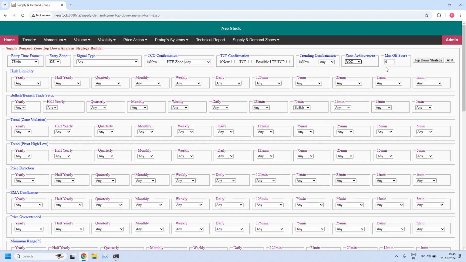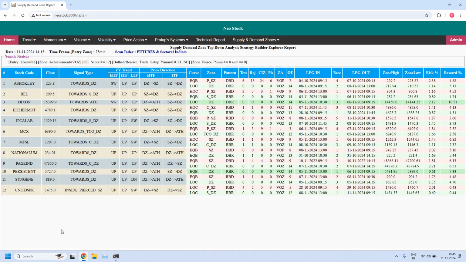Zone achievement violated opposing zone. Minimum order enhancer score 12. All 3 filters are applied to 75 minutes demand zone. So now 12 stocks are filtered. All these 12 stocks are currently supporting bullish trade setup for weekly income trade.